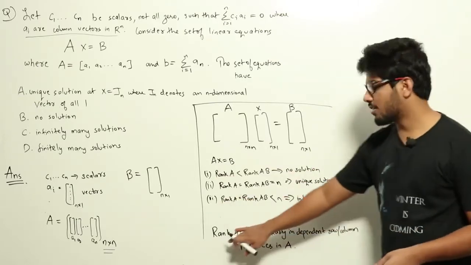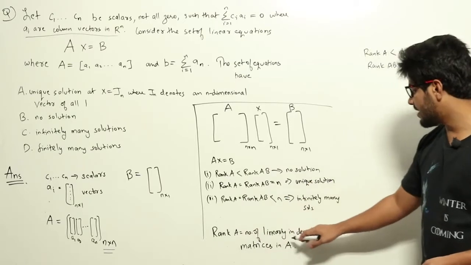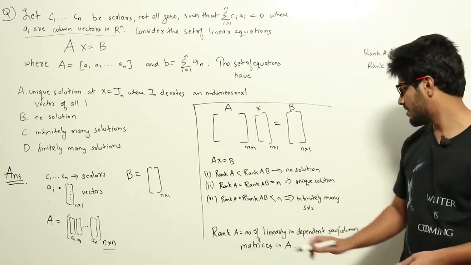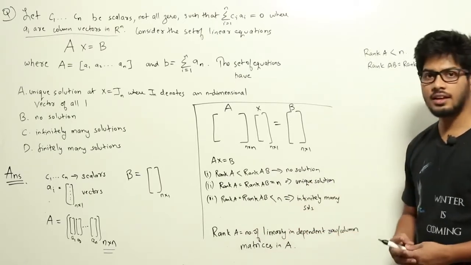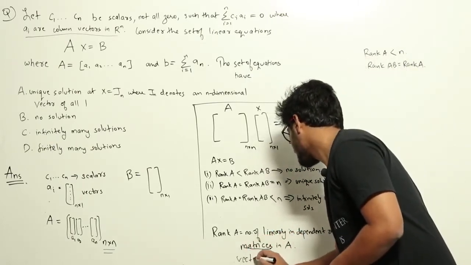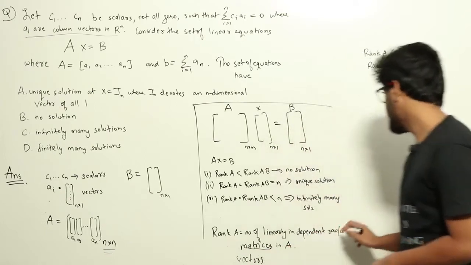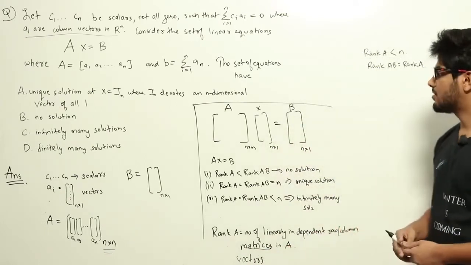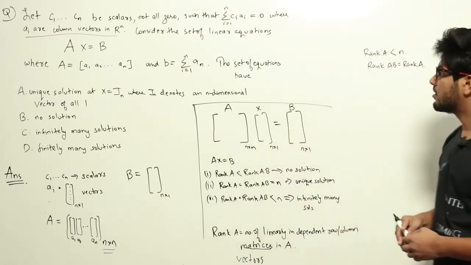And also, the rank of a matrix A is the number of linearly independent row or column vectors in A. It's not matrix, it's vector. So based on this understanding, we'll solve the question.